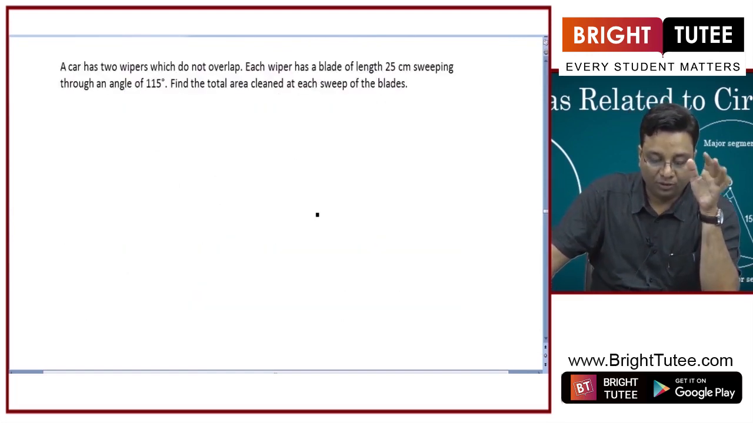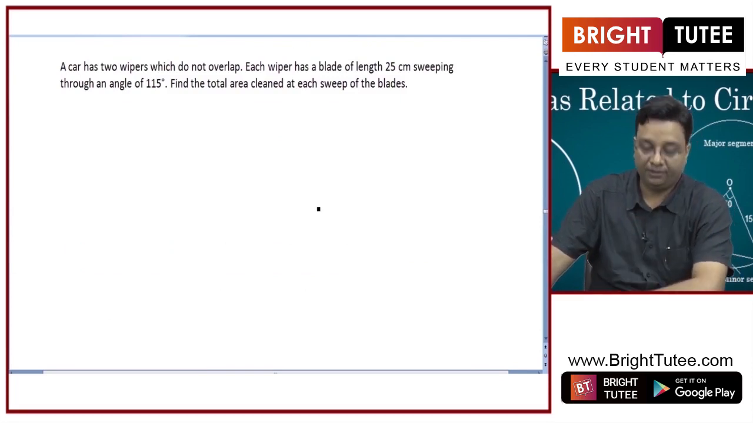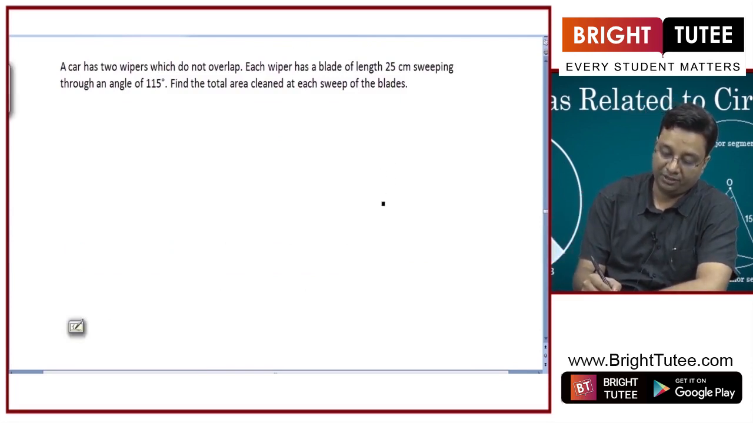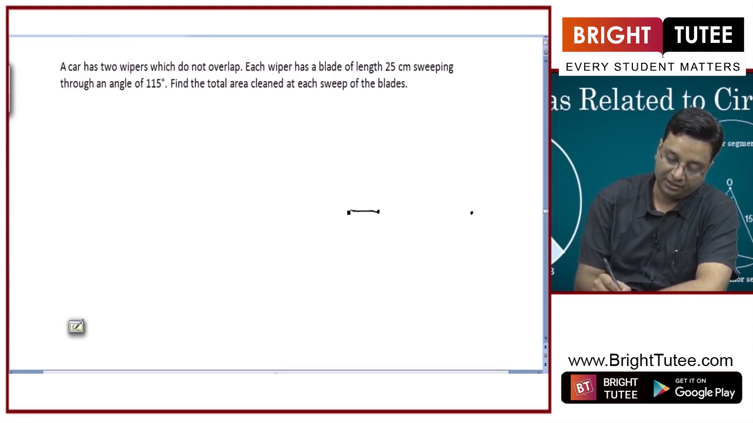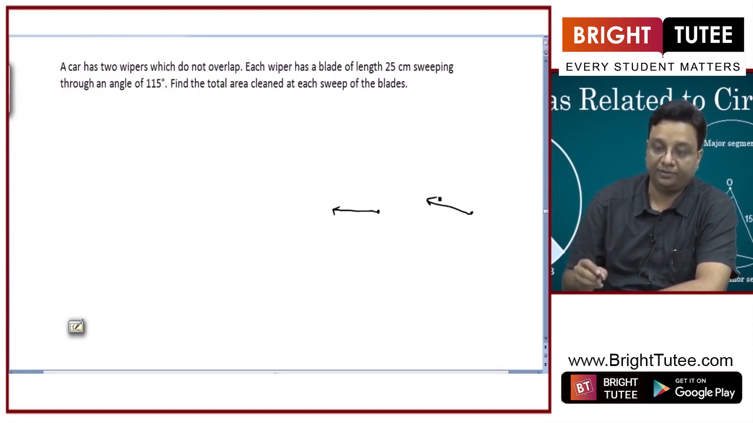Okay, a car has two wipers which do not overlap, right? I hope you have seen the wiper of the car. There are two wipers like this. Let us say this is one wiper, this is second wiper.